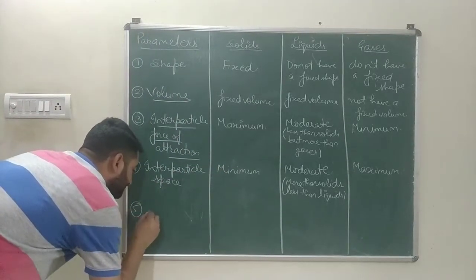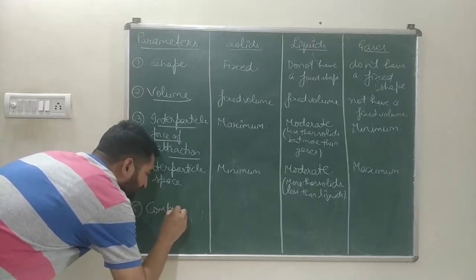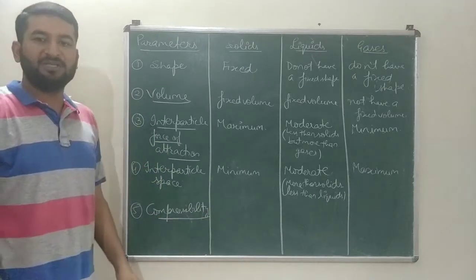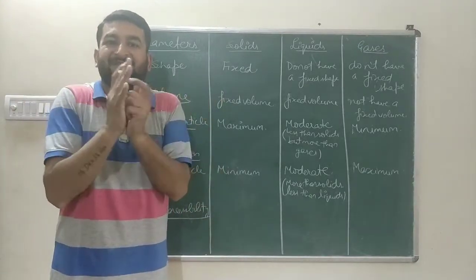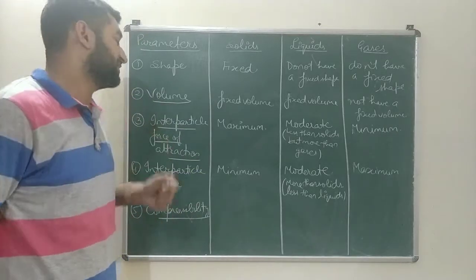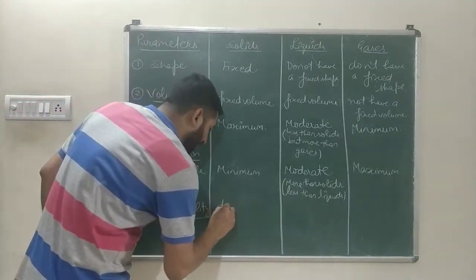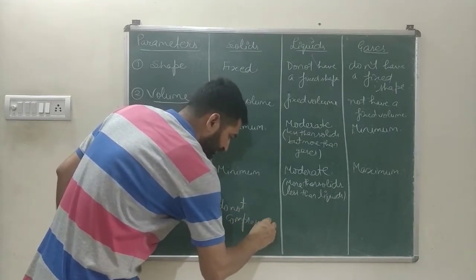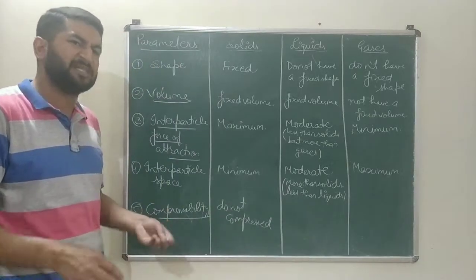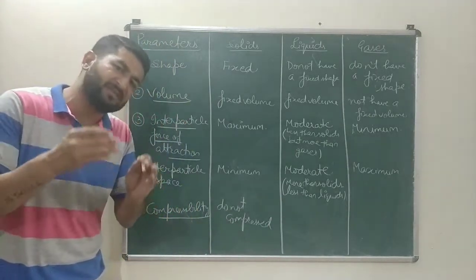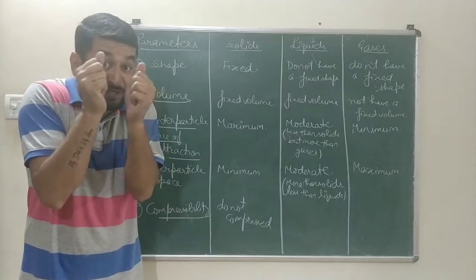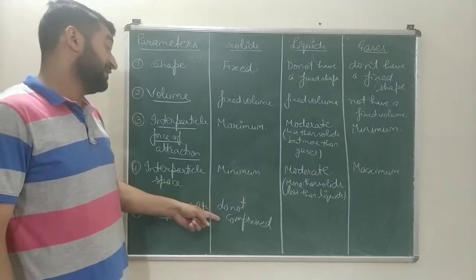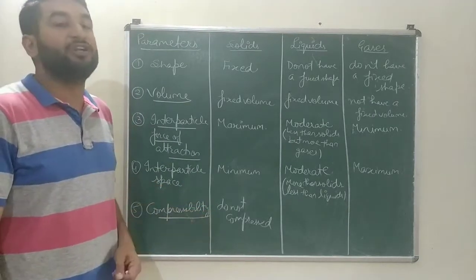Fifth is compressibility. Compressibility means the matter can be compressed. Solids do not compress. Why? They do not have any space, bache. The particles of solid do not have any space. If there is space, only then compressibility is possible. If there is no space, no compressibility is possible, and in solids the space is minimum. So solids do not compress.